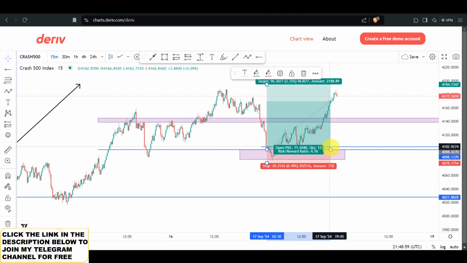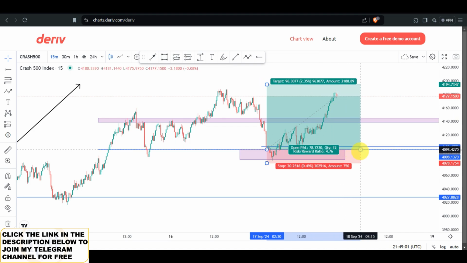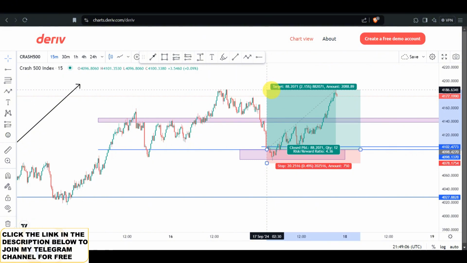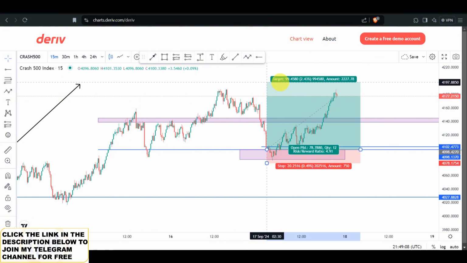So here the key factor is, how can you identify areas of liquidity? If you can identify areas of liquidity confidently, then you can say for yourself that you will be a profitable trader, and that's a sure thing.